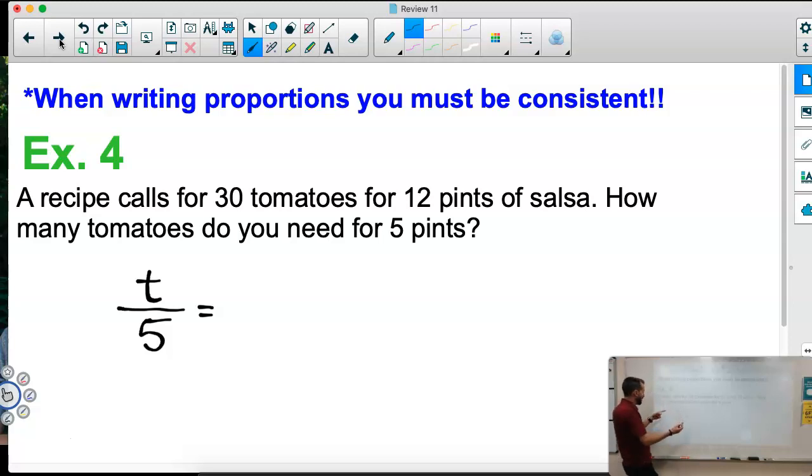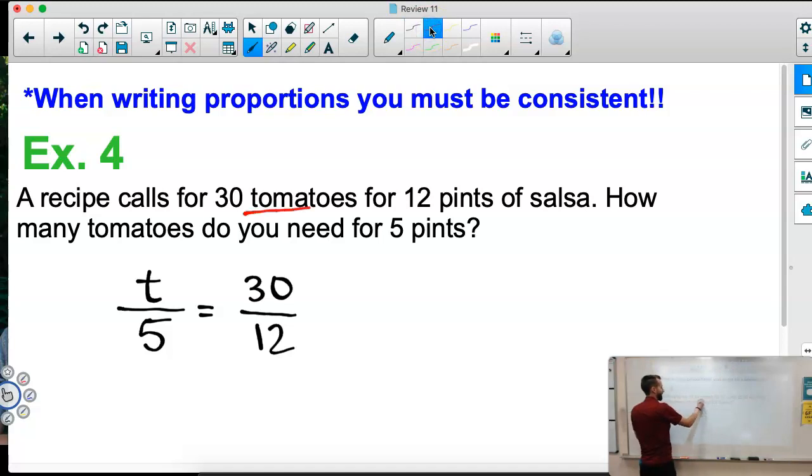Well, we know that it takes 30 tomatoes for 12 pints. Okay, 30 tomatoes for 12 pints. And so notice what I did is I put, and let me color it because tomatoes are red, right? Tomatoes are on top on both of these. Now it doesn't matter if they're both on bottom, that's fine. But they need to be consistent.